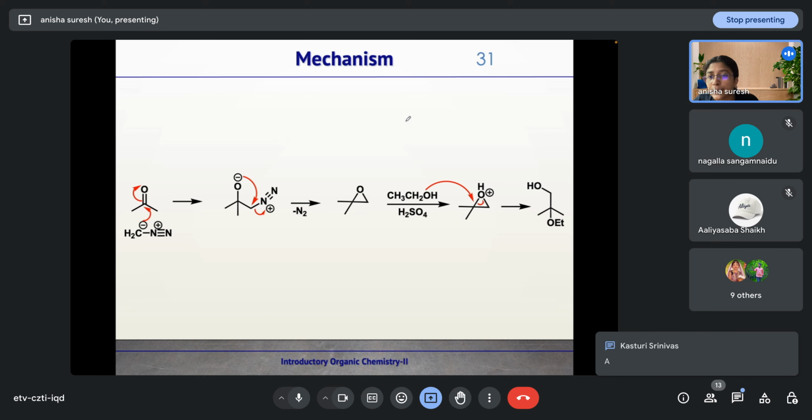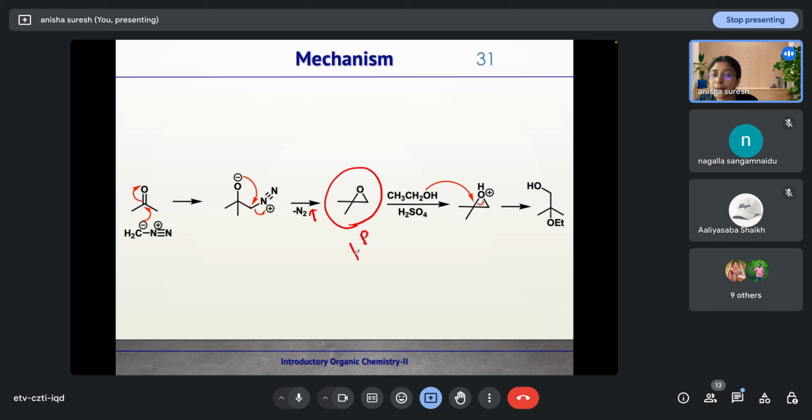So this is the mechanism. Diazomethane is a neutral compound, but it has a CH2 minus and N2 plus in it. This CH2 minus of diazomethane will attack the electrophilic carbonyl carbon of this acetone, and we will get this tetrahedral intermediate. Now this O minus can attack at this position, and N2, which is a better leaving group, will be removed. So N2 leaves, and we will get this epoxide. So this will be the P in our question. Okay.